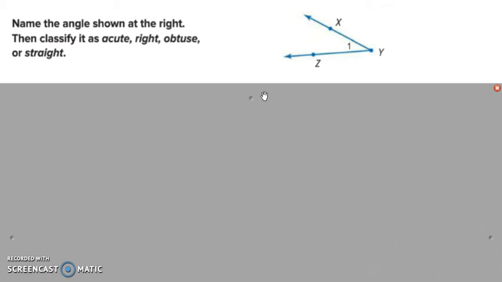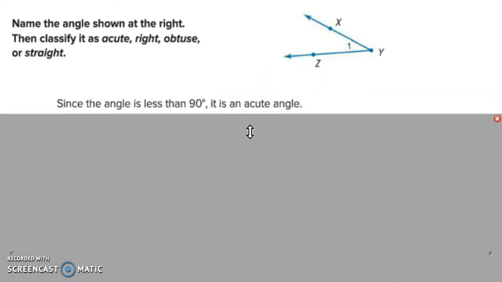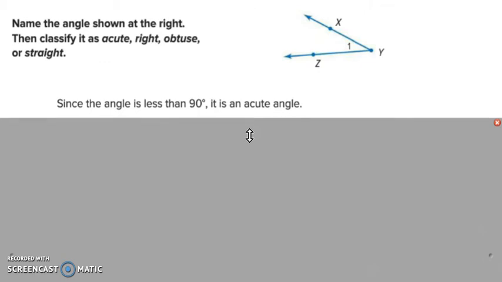In this example, we want to name the angle shown at the right, then classify it as acute, right, obtuse, or straight. This angle is less than 90 degrees, therefore it is an acute angle.